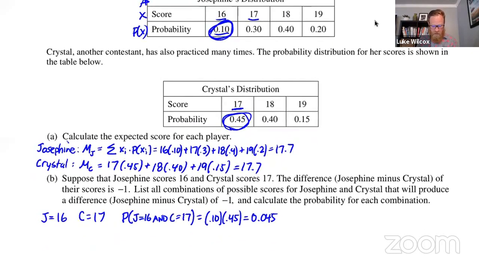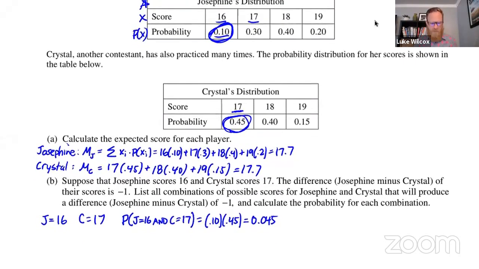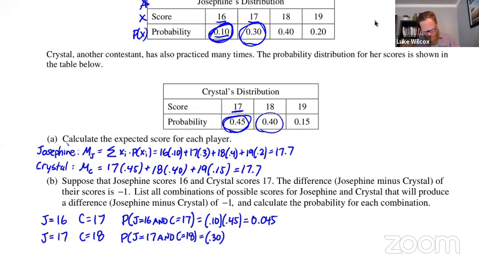Now, that is not the only way of getting a difference of -1. One of the other ways we could get a difference of -1 is if Josephine has a 17 and Crystal has an 18. 17 minus 18 would give me a difference of -1. So we need to calculate the probability that Josephine gets a 17 and that Crystal gets an 18 by just stealing those numbers from the probability distribution. So that's going to be 0.30 multiplied by 0.40, which is going to give me 0.12.